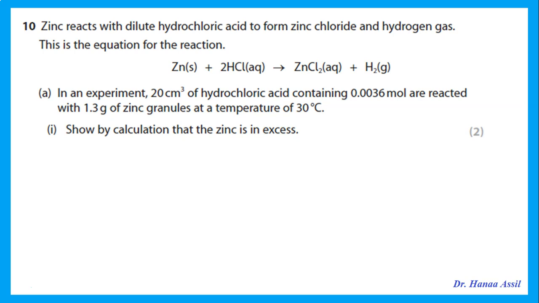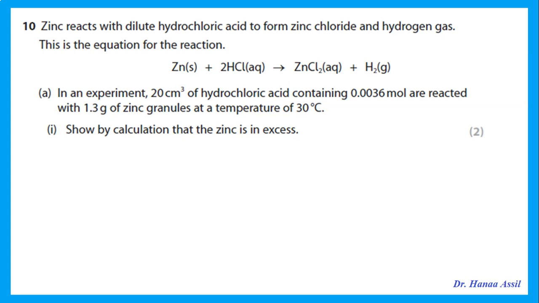Question 10 says zinc reacts with dilute hydrochloric acid to form zinc chloride and hydrogen gas, and this is the equation. In an experiment, 20 centimeter cubed of hydrochloric acid containing 0.0036 mole are reacted with 1.3 grams of zinc at a temperature of 30 degrees Celsius. Show by calculation that the zinc is in excess.